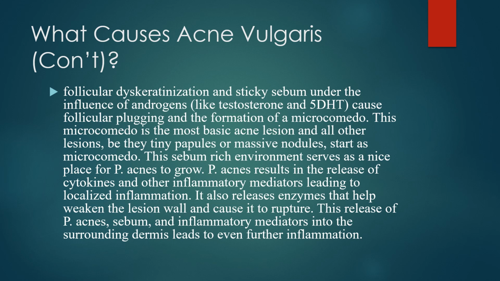This sebum-rich environment inside the microcomedone serves as a nice place for P. acnes or C. acnes to grow. I'm just going to call it P. acnes from this point on. P. acnes results in the release of cytokines and other inflammatory mediators, which leads to a localized inflammation. The P. acnes also releases an enzyme that helps weaken the lesion wall and can cause it to rupture. Once it ruptures, this lesion releases all of the P. acnes and sebum and inflammatory mediators into the surrounding dermis, leading to an even further inflammatory event.